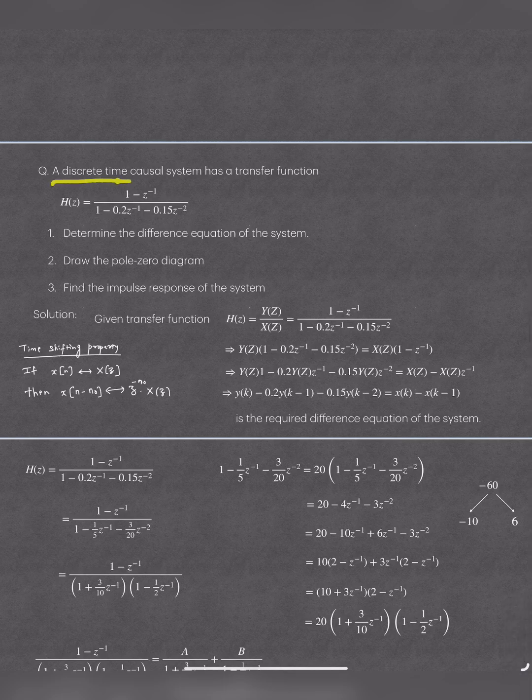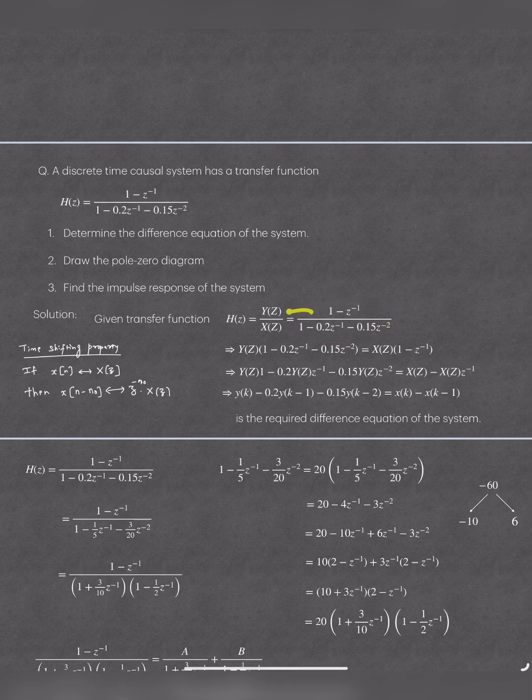A discrete time causal system has a transfer function H of z equal to (1 minus z power minus 1) by (1 minus 0.2 z inverse minus 0.15 z power minus 2). Now we are going to determine the difference equation of the system, draw the pole zero diagram, as well as find the impulse response of the system. So let us take this transfer function H of z equal to this.